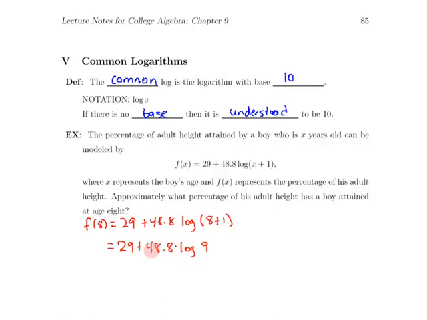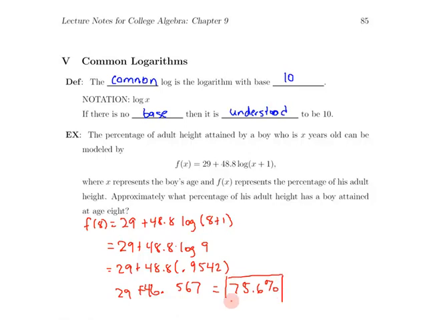is 0.9542. This is equal to 29 plus 48.8 times 0.9542. So if I multiply that times 48.8, I get 46.567. That's plus 29, so add 29 to that. I have 75.6. And according to the model, that means that a boy has reached 75.6% of his adult height on average by the time he reaches age 8.